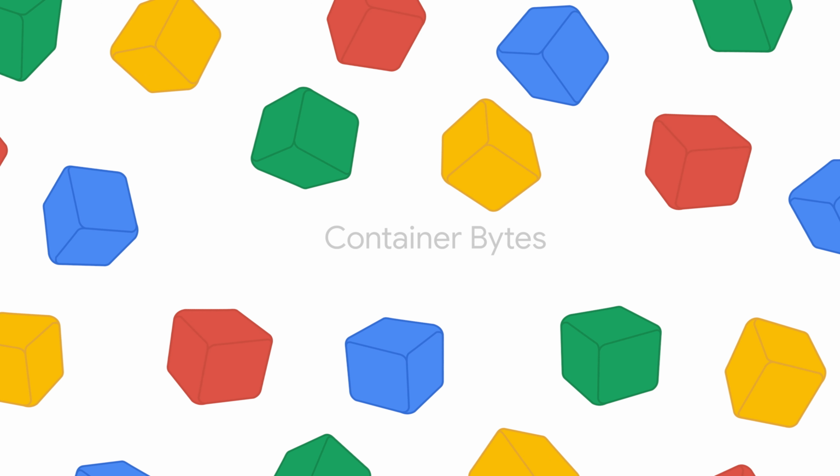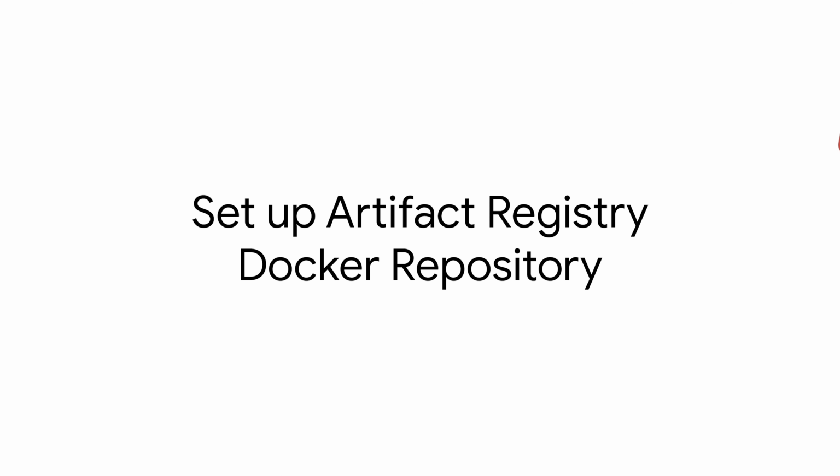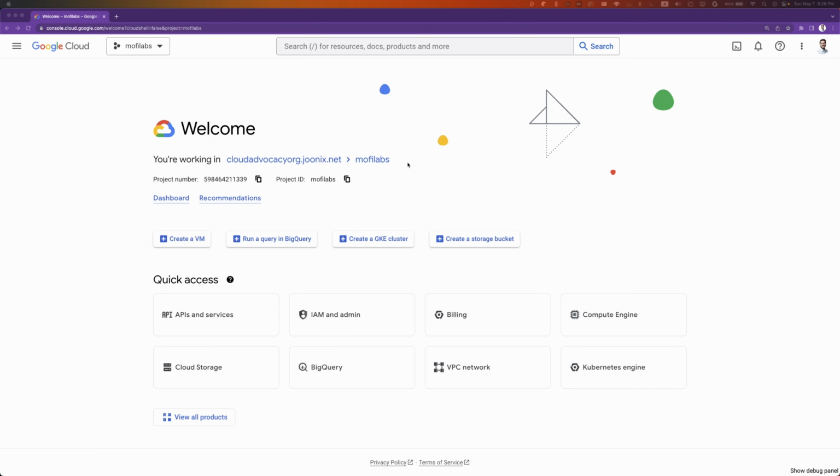Hello, in this video, we'll be setting up an Artifact Registry instance on Google Cloud for Docker containers. Let's get started. We start off by activating Cloud Shell.